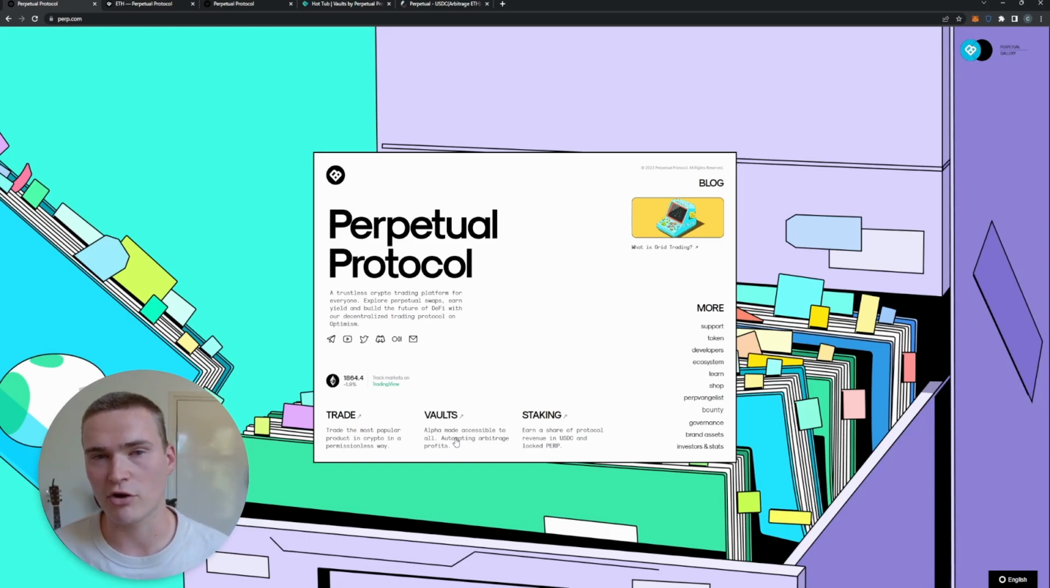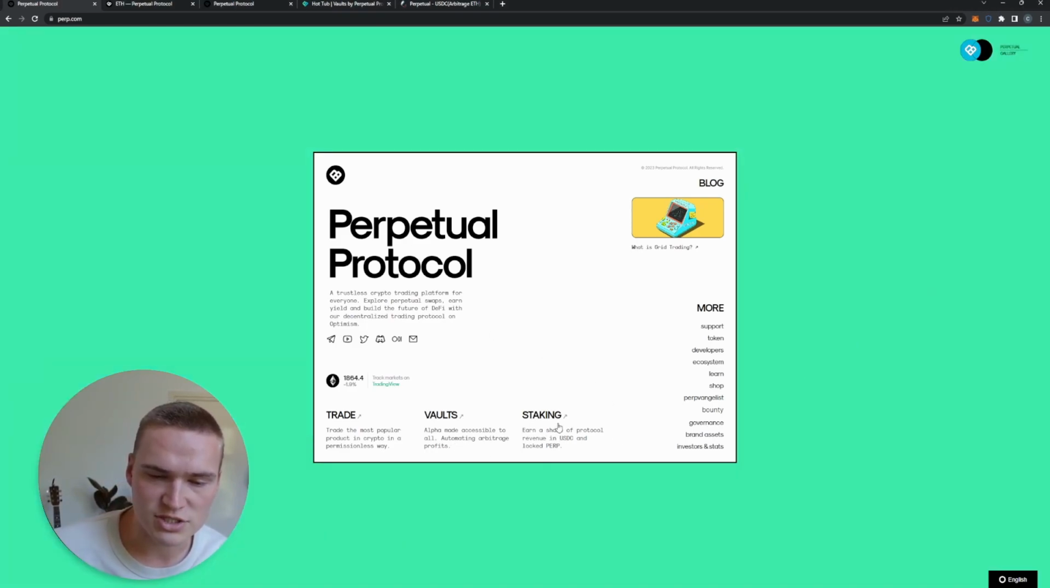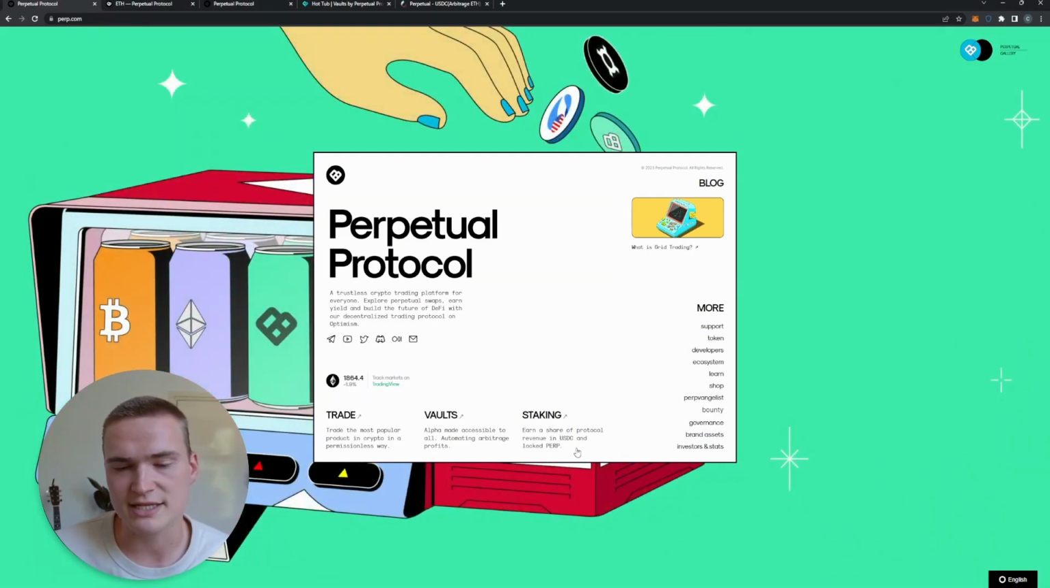Apart from that, they also have their own token, PERP. On their website right here, and all the links will be down in the description as well, you can also stake PERP to get a share of the revenue in USDC. So if you are still looking for some great crypto tokens to hold, which can get you some nice revenue as well, then check that out.